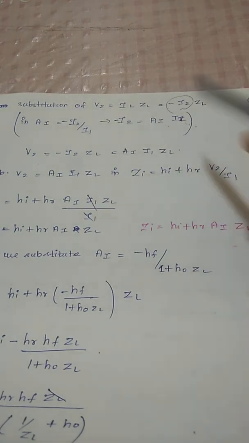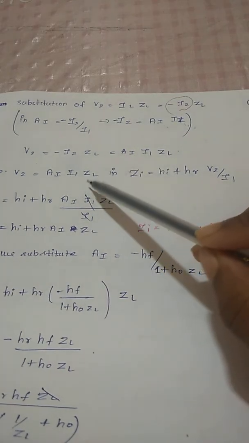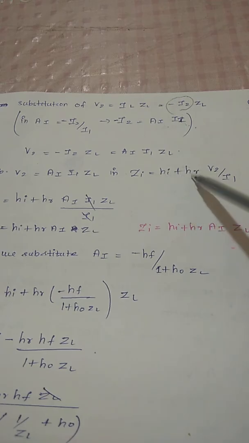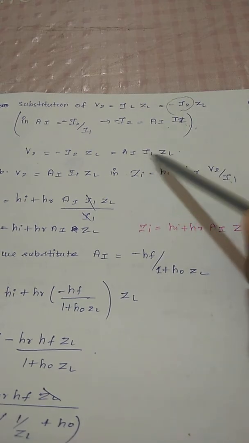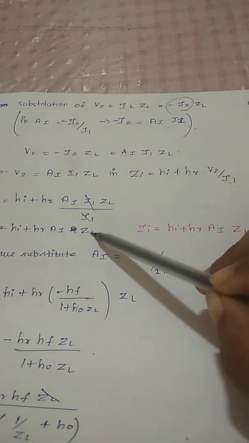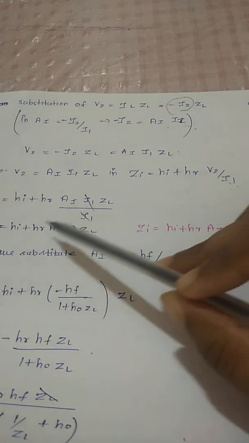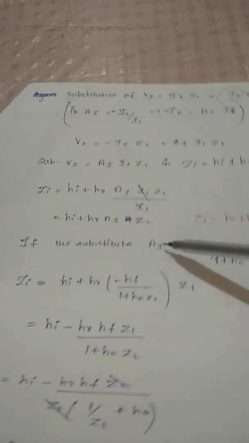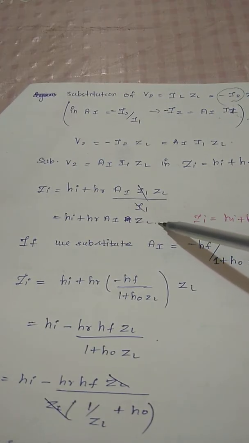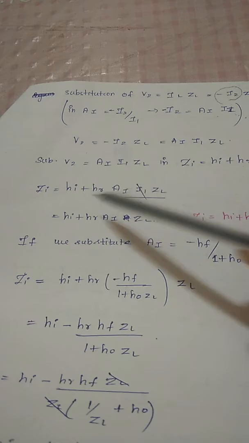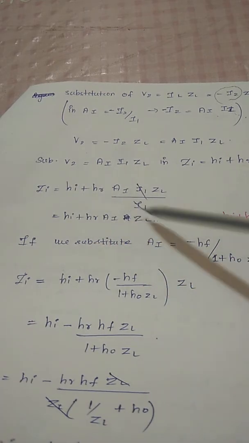Now you can equate this in your H parameter equation obtained till now. ZI is equal to HI plus HR V2 by I1. Instead of V2, what you have found now is AI I1 ZL. I1 I1 cancel. So now I don't have any measurable parameters. HI plus HR AI ZL. This is the equation of input impedance. So this is one form of ZI. ZI is equal to HI plus HR AI ZL.